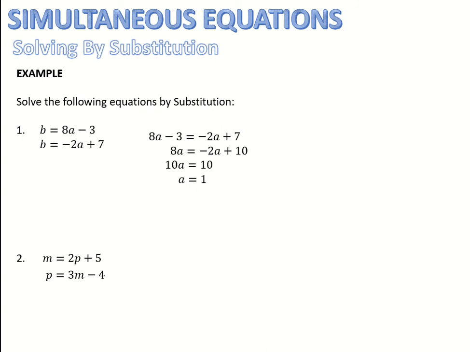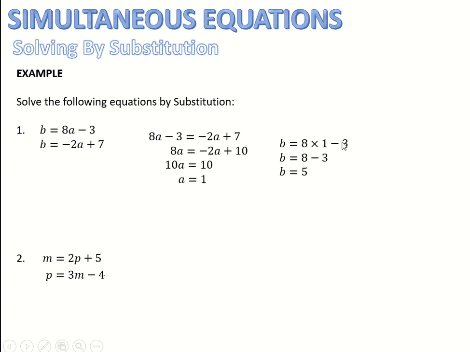Just remember, when you get to this stage, you're not done. You found out what a is, but the whole point of the question is to find out what a is and what b is. So all I need to do is pick one of these, and it doesn't matter which one, and substitute a for 1. I'm going to pick that first one because I don't like the negative here. 8 times 1 is 8, and if I take away 3, I get 5. If I'd chosen the other one, substituting a for 1, I would have got minus 2 times 1, which is minus 2, add on 7, I still get 5.